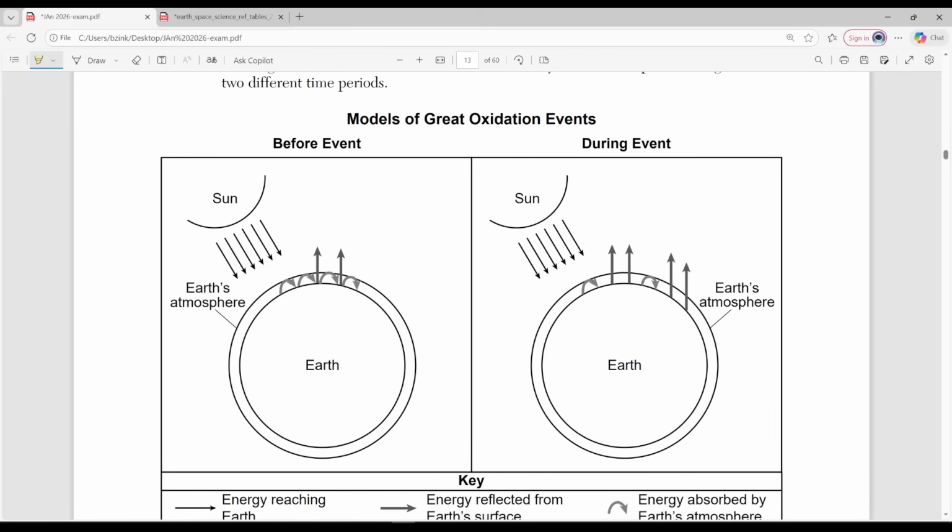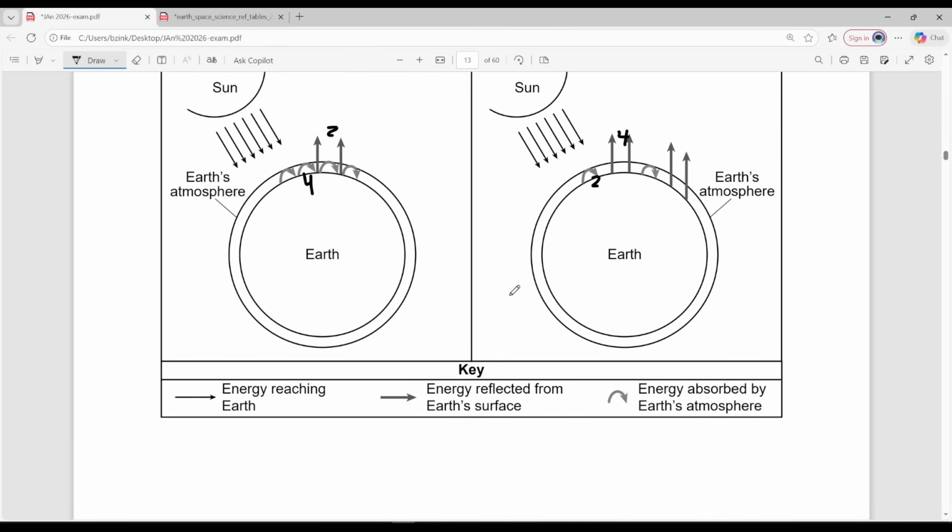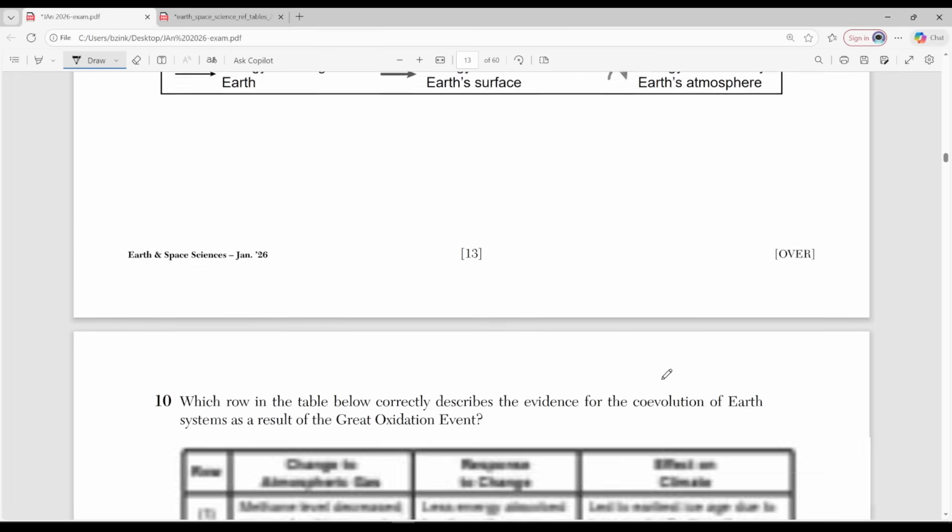So before the event, we got that, but some is escaping. During the event, this looks to me like there's energy reaching the Earth. Energy reflected is 2 arrows, and then there's 4 in here. And then in here, there's 2 being absorbed by the atmosphere, and then 4 now being reflected. So that was the switch. So now there's going to be more reflected and less absorbed by the atmosphere.